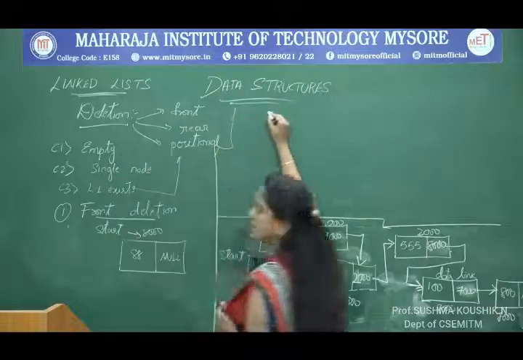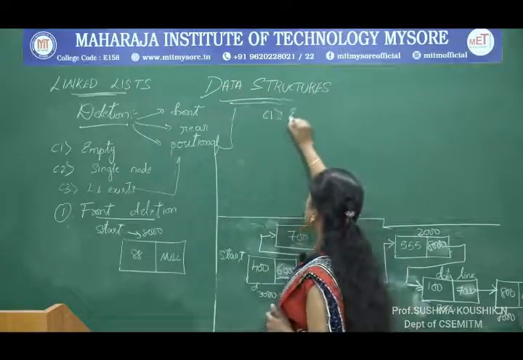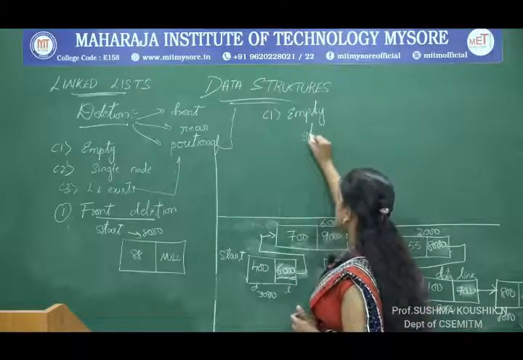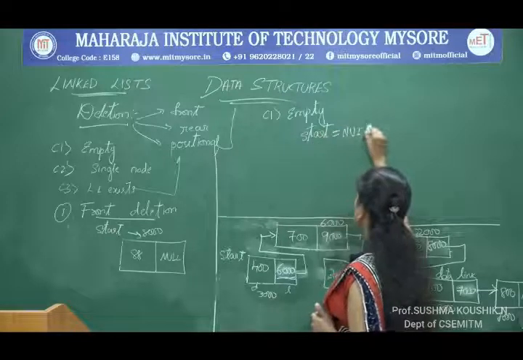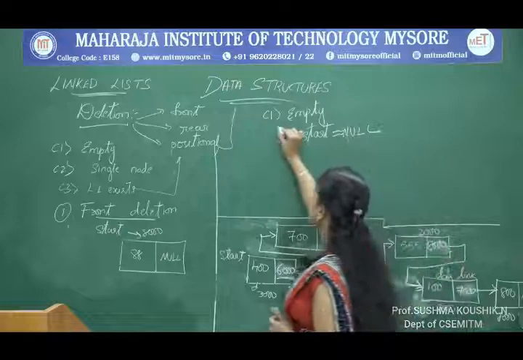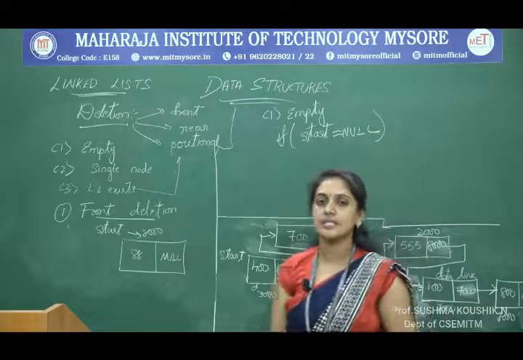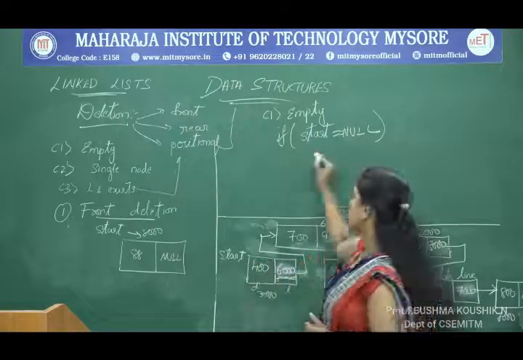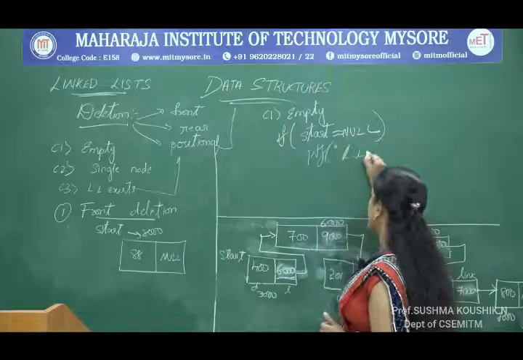If the linked list is empty, how do you get to know that the linked list is empty? Case 1, we are solving. If the linked list is empty, I will get to know if start is equal to null. So I will just check if start is equal to null. If start is equal to null, you can just say that the linked list is empty, there are no nodes for deletion. We can just print linked list is empty.